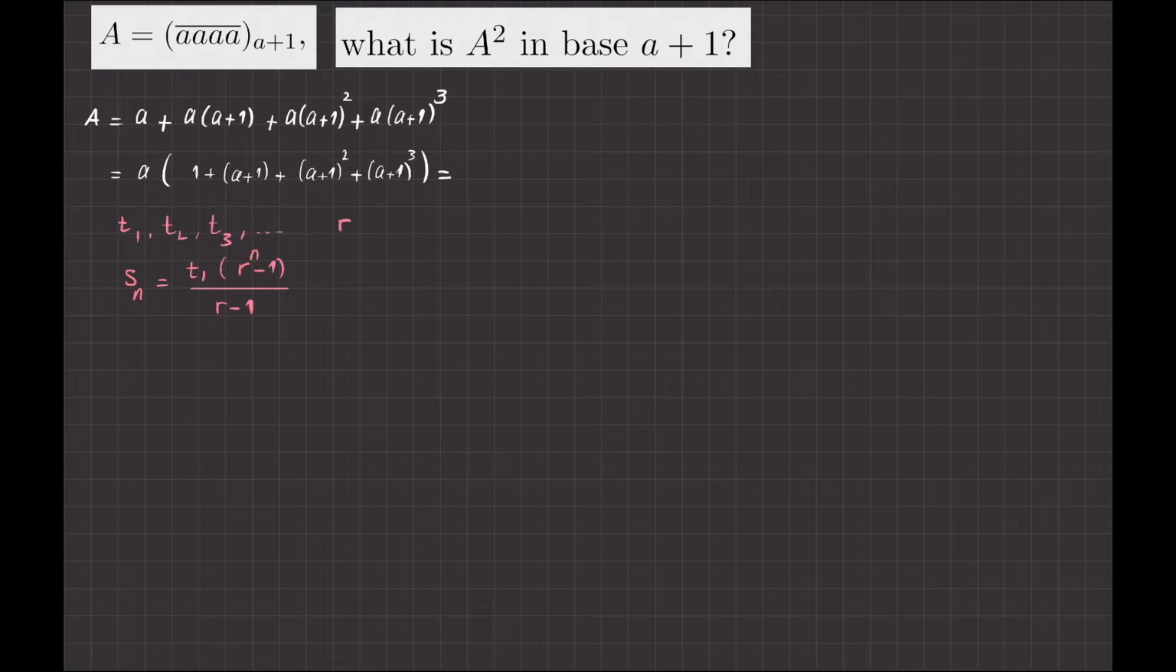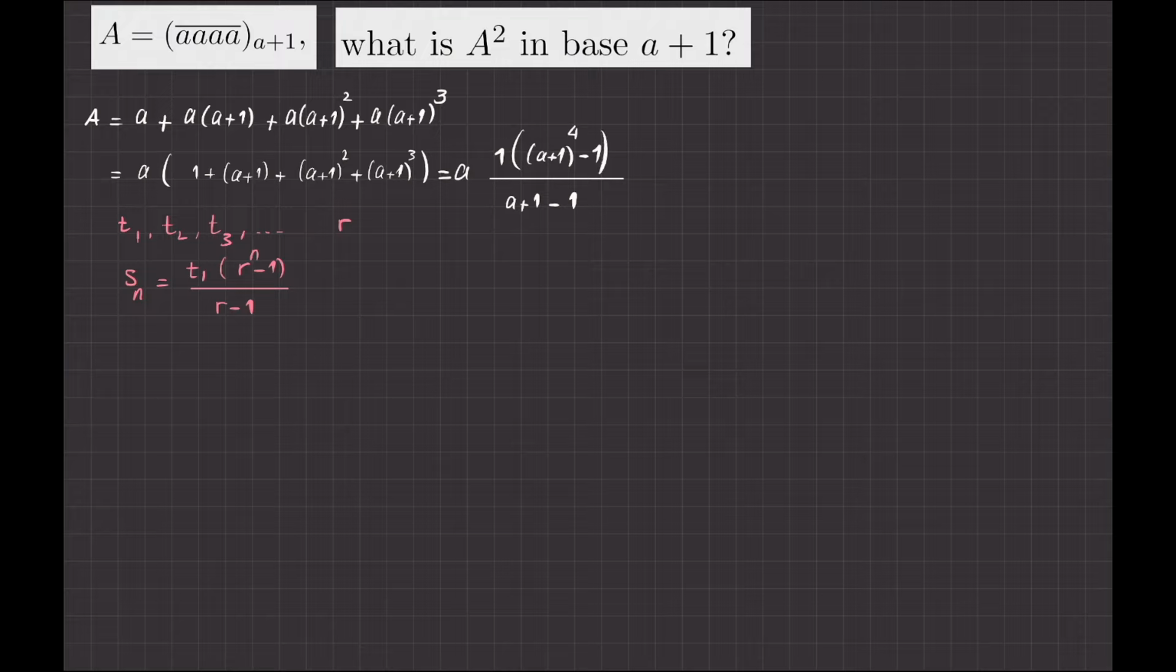So I copy and paste this A here, but then I know what to do. I have a fraction here. The denominator is r minus 1, but r in my problem is A plus 1. So what happens? This becomes A plus 1 minus 1. And the numerator is T1, which is 1, and then you have A plus 1 to the n, and here n is 4, minus 1.